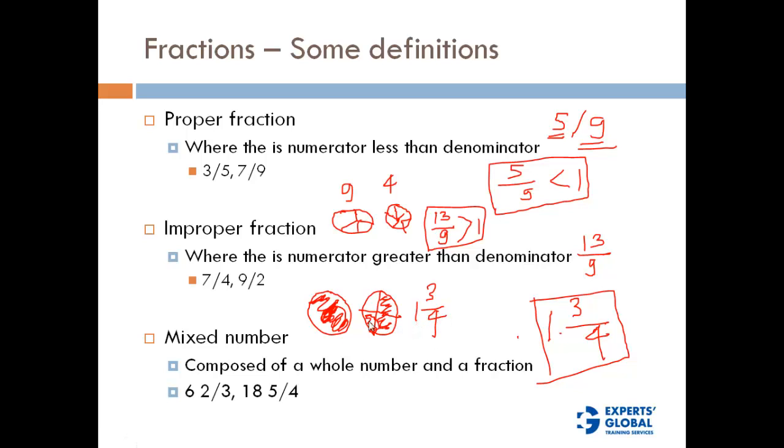Right? And remember that when we talk about 1 3 by 4, or here in the examples 6 2 by 3, 18 5 by 4. When we talk about 6 2 by 3, we are actually talking about 6 plus 2 by 3. Don't make the mistake of thinking that it is 6 into 2 by 3, because 6 into 2 by 3 can be simplified further, giving 4. That is something different. Whereas when you are talking about a mixed fraction, 6 2 by 3 means 6 plus 2 by 3, right?